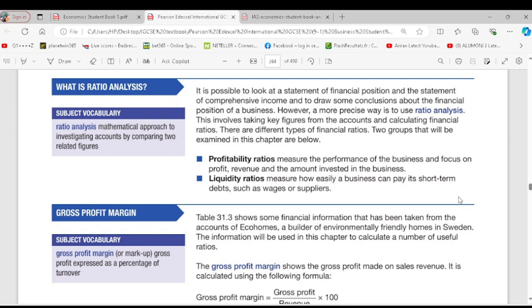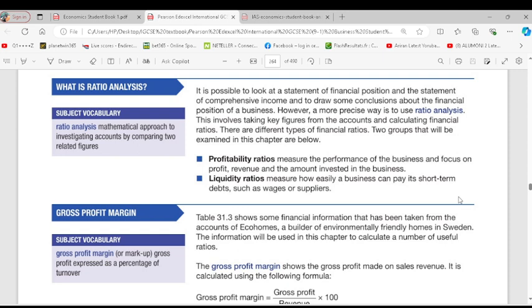So for ratio analysis, we're talking about investigating accounts by comparing related figures. That means we check the current assets of last year with current assets of this year. We check the net assets or current liability. We check the net assets or the liquidity ratio. Whenever we have to compare different figures at different points in time, we are using ratio analysis. At any point in time in accounting, when we compare figures, we use ratio analysis. You get that?